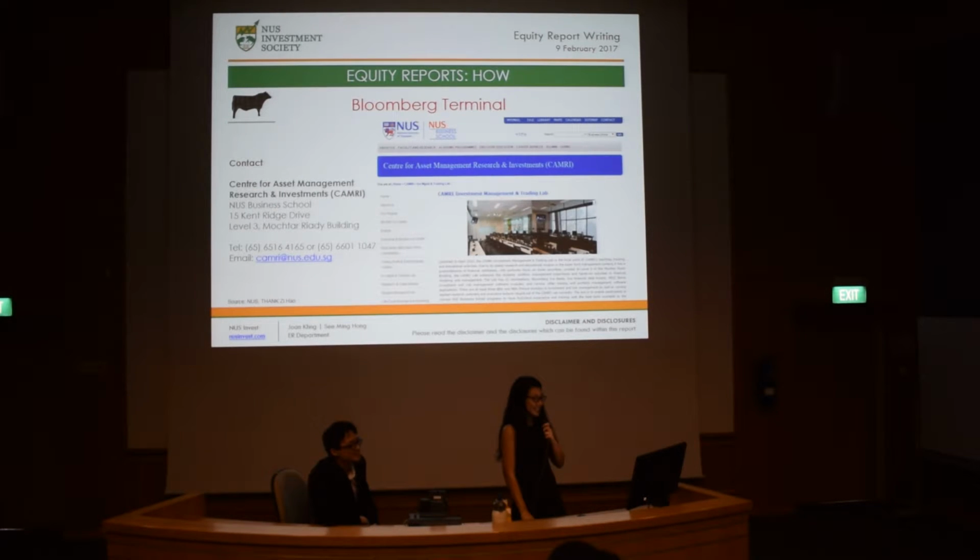Yeah, so the Bloomberg terminal that I've been mentioning so much is in Camry, at the 3rd level of MBS.